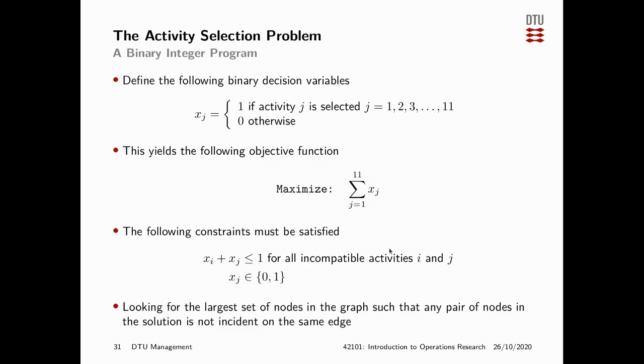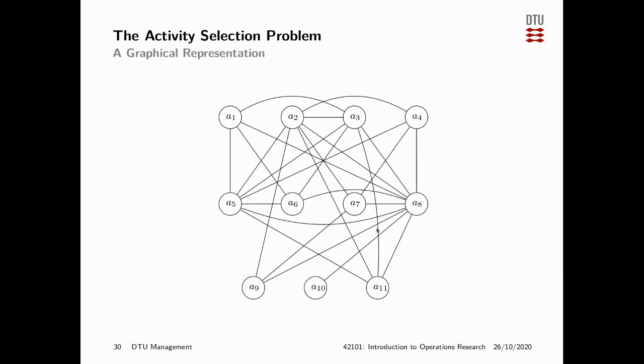So let's have a look at how we might go about defining a mathematical model for that. Well, we're going to define some binary decision variables, xj in this case. xj is going to equal 1 if activity j is selected, where j is running from 1 to 11. We have 11 of them. It's going to be 0 otherwise. And we're just looking for the largest number of activities, so we're going to maximize their sum, j from 1 through 11, of xj. And we know the following constraints must be satisfied. xi plus xj must be less than or equal to 1 for all incompatible activities i and j, and any pair of incompatible activities is indicated here by an edge. So we will have one constraint for every edge in this graph.